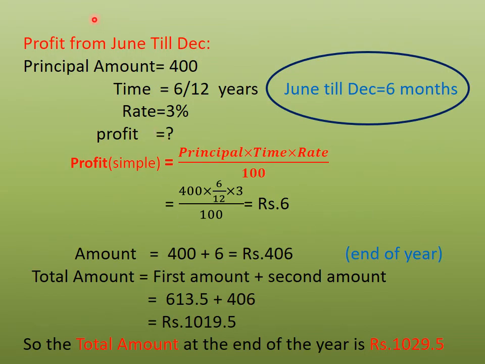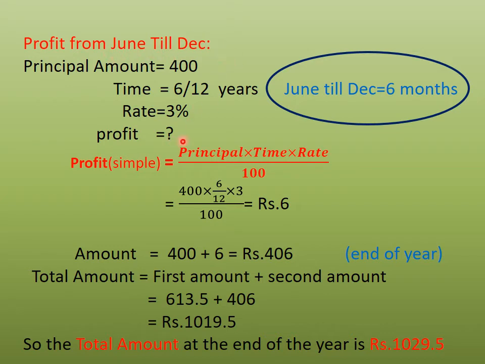Now the second part, he puts his second investment at the end of June. It means profit from June till December. This is the principal amount. You can count months from June till December. That would be 6 months. This is the period. Again, this period is in months. We will convert it into a year by dividing it with 12. This is the rate. We have to find profit in this period.